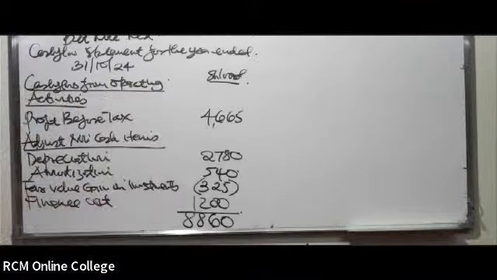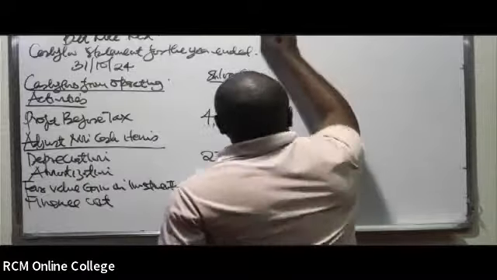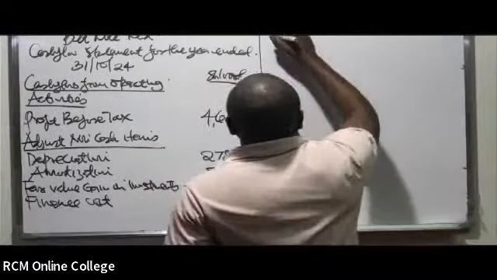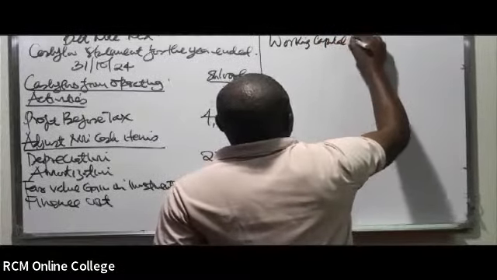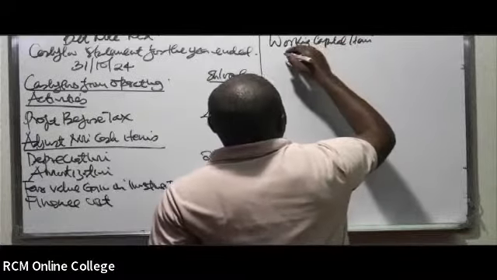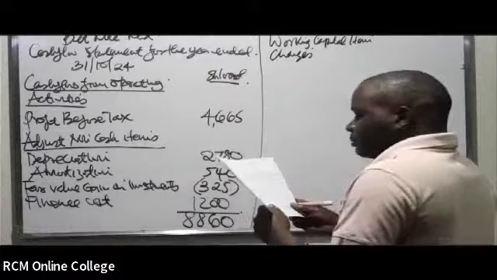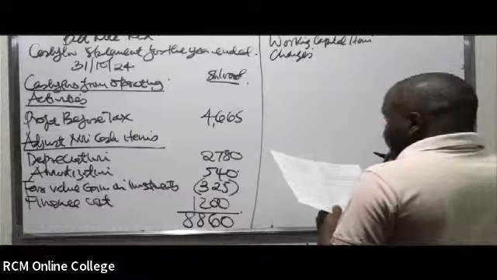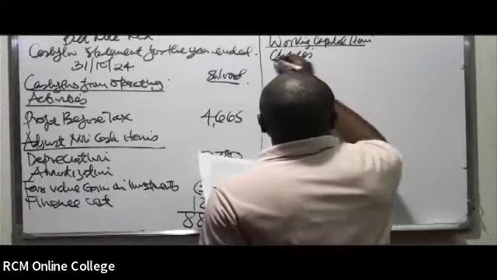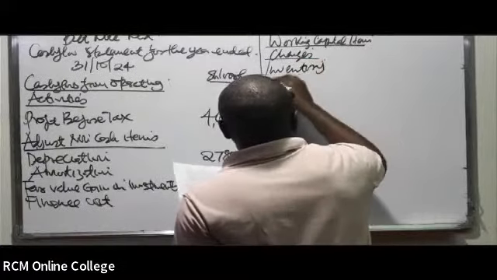Then you consider the working capital item changes. We can put a line there. The working capital item changes that you have here are the inventory and accounts receivable. So you have inventory, and we have accounts receivable.